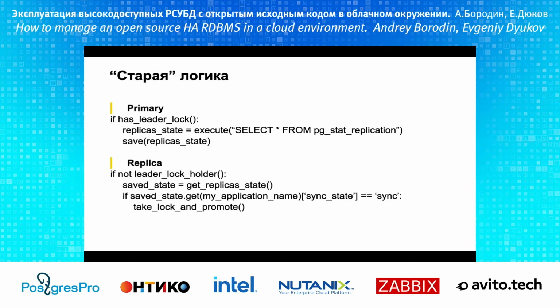What do we do on the replica? We see whether the primary log is there. If not, then we need to double check. If it is available, then we need to promote. If we break the network connection, let's have a look at how it happens.